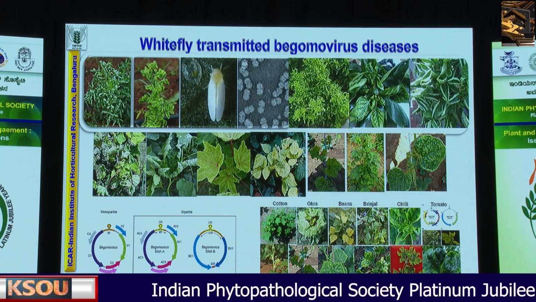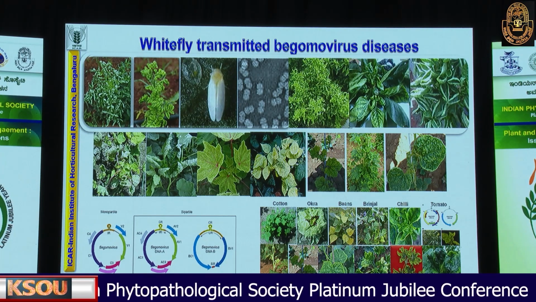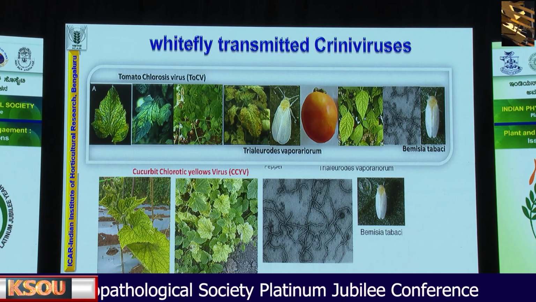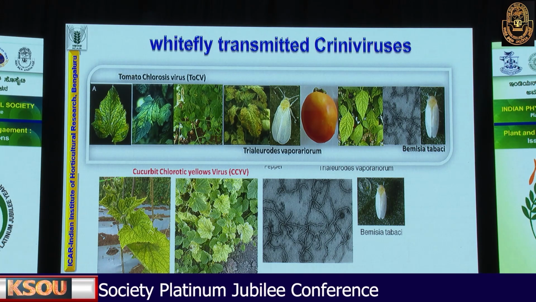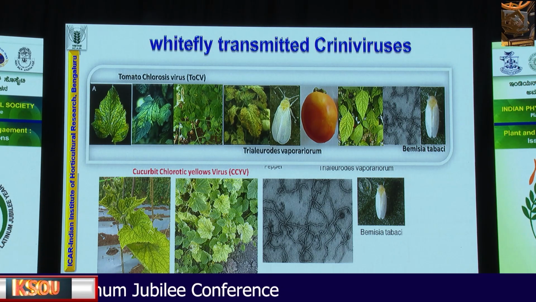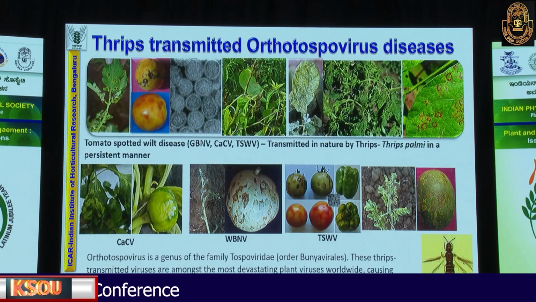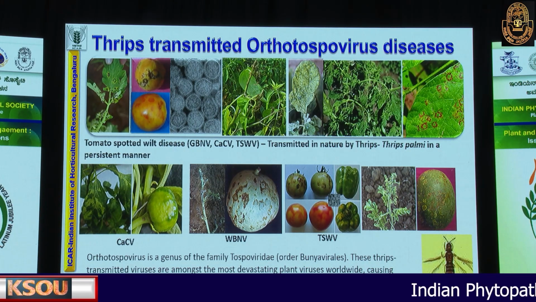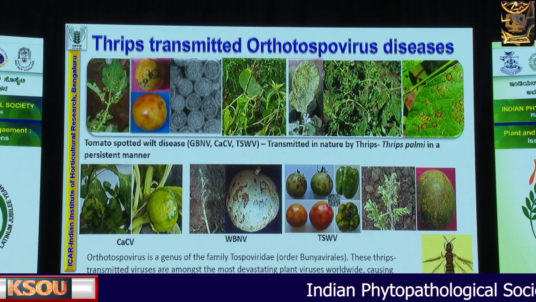Begomoviruses are single-stranded DNA viruses, whitefly-mediated, and a serious concern in several vegetables. Another whitefly-transmitted group is the crinivirus. These viruses are transmitted by two species, Trialeurodes and Bemisia, one the glasshouse whitefly and the other the field whitefly. Both are capable of transmitting these viruses. In thrips cases, the orthotospoviruses are the major ones. Among Asian countries, groundnut bud necrosis, capsicum chlorosis and tomato spotted wilt are a serious concern in several vegetable crops.